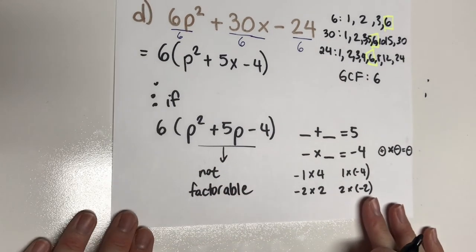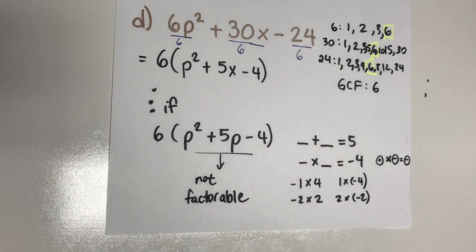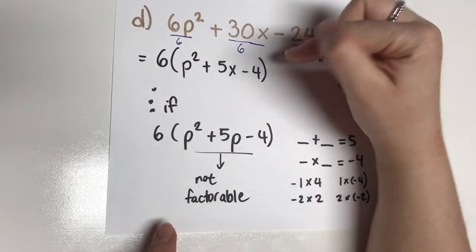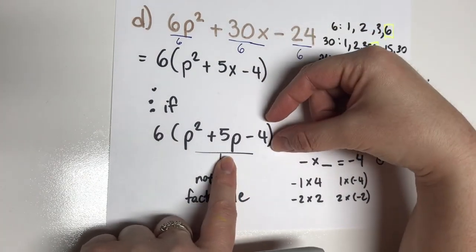That's why questions will sometimes say factor if possible, because it's not always possible. Okay, so with the typo, this would have been the answer. Without the typo, this would have been the answer.